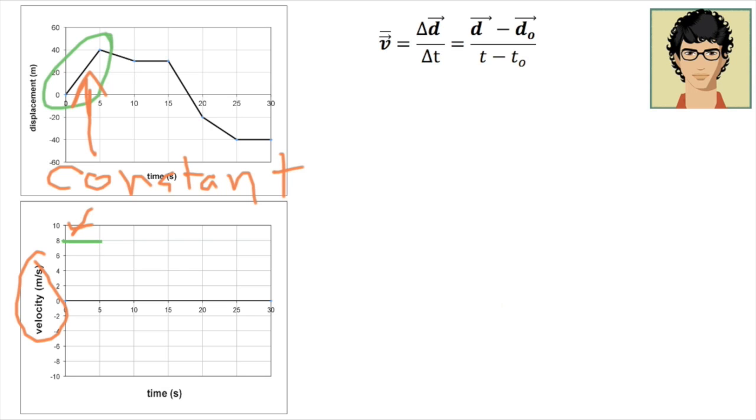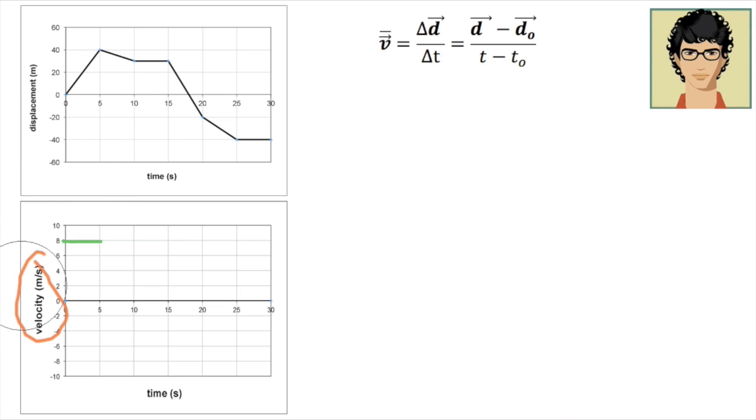Some of you got that very well on the quiz. Others struggled a little bit, but we're going to be okay now that we got the concept straight. Constant slope means constant velocity. Let's do the rest of the intervals.